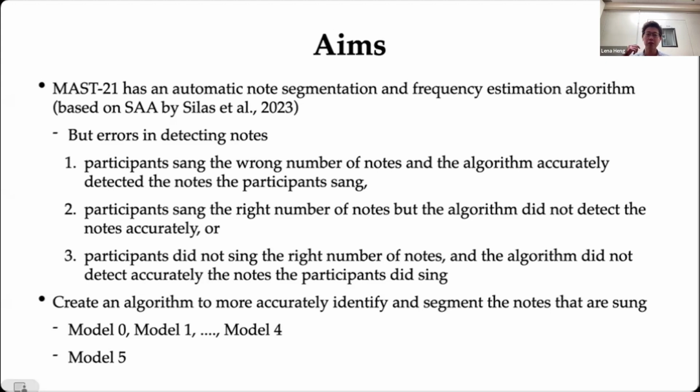The problem with this is we're not sure what these errors might be due to. Is it because the participants sang the wrong number of notes in the first place, in which case the algorithm is accurate? Or is it that the participants sang the right number of notes, but the algorithm missed some notes out or decided that certain sections are notes when they are actually not notes? Or the participant did not sing the right number of notes, and the segments that the algorithm decided were notes actually did not correspond to the notes the participant actually sang. So you can see that there are many possible sources of error.